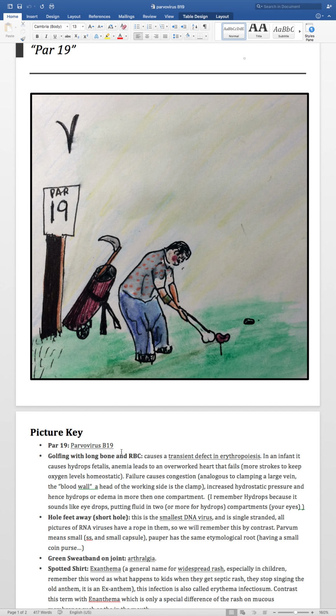For example, if it is an infant, it will cause a hydrops fetalis potentially, which is when you have an anemia that leads to an overworked heart that is going to fail. The reason why the heart fails is because more strokes are required to keep the oxygen levels homeostatic, because for a given beat, the flux of red blood cells is going to be less, because what is an anemia? It's a lack of red blood cells.